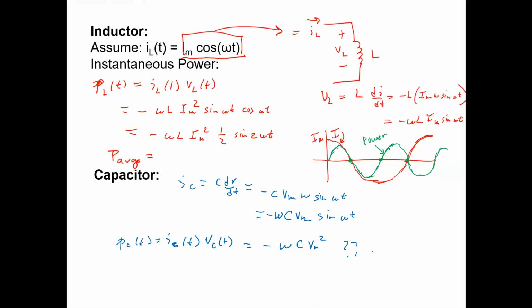maybe we'll just go on. It's going to be something like, I think it's going to be like omega C Vm squared times 1/2 sine of 2 omega t. Something like that. That's my question mark. So I'll come back to that.